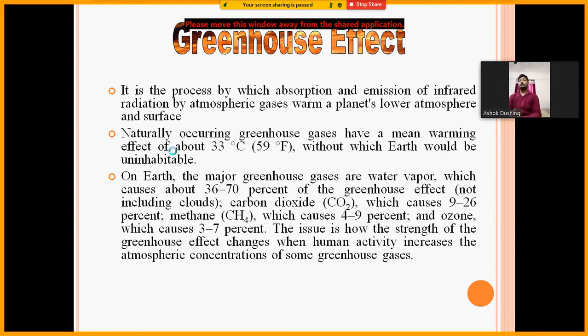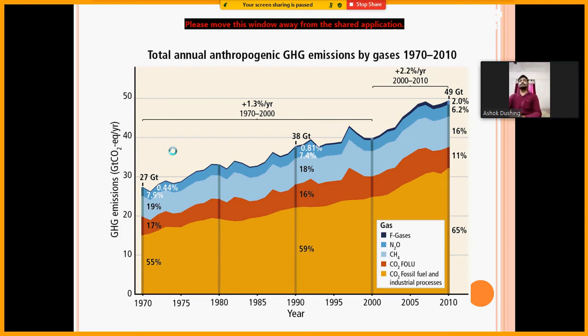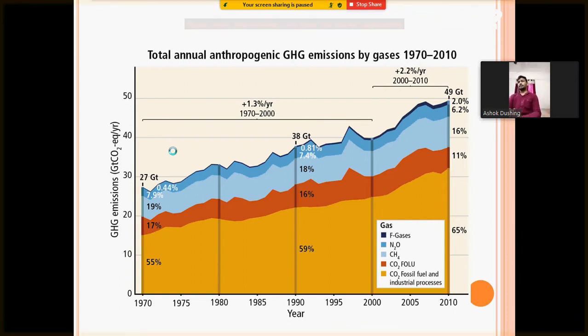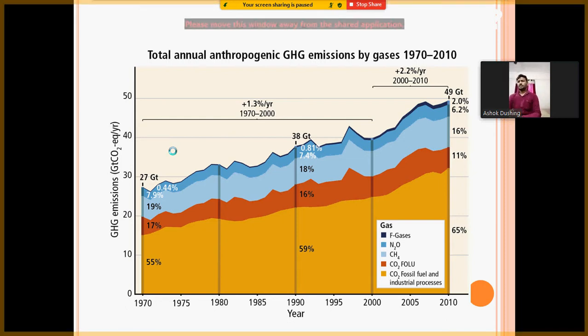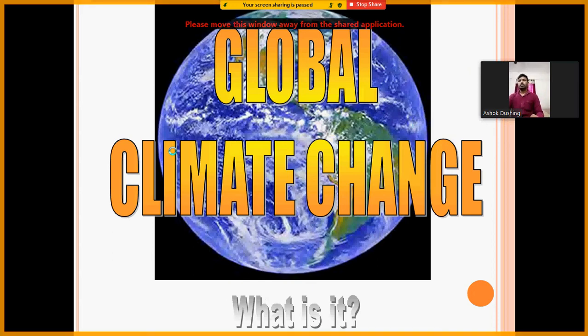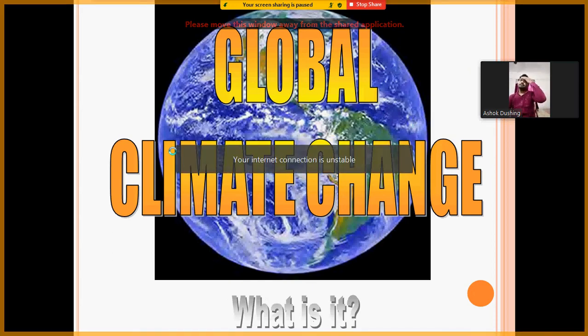When human activity increases the atmospheric concentration of some greenhouse gases, the total annual anthropogenic greenhouse gas emission from 1970 to 2010 increased. In 1970 it increased by 1.3% yearly, and in 2010 it increased by 2.2% yearly. So this shows that the temperature is increasing day by day.